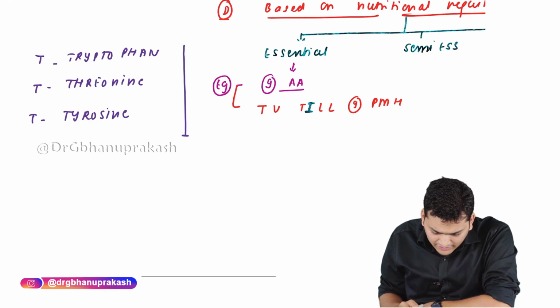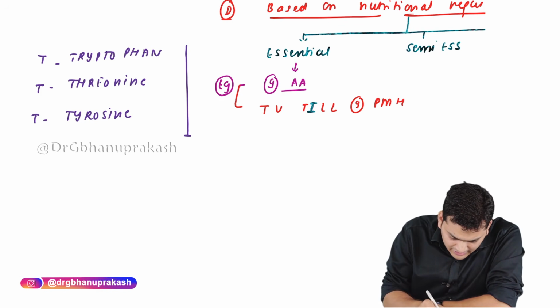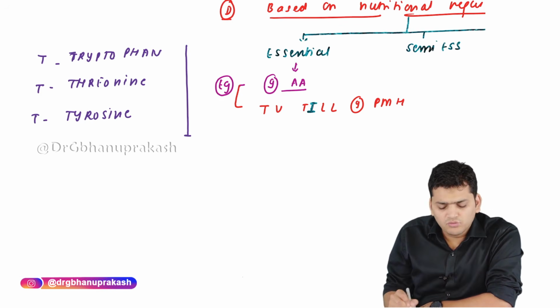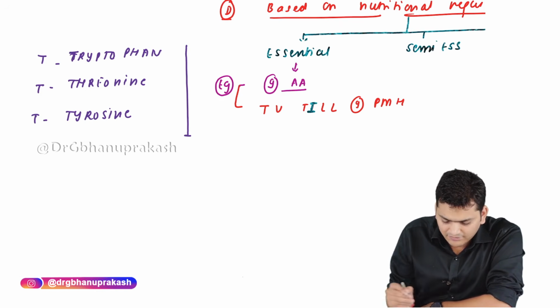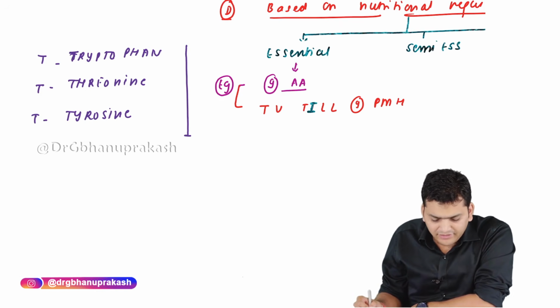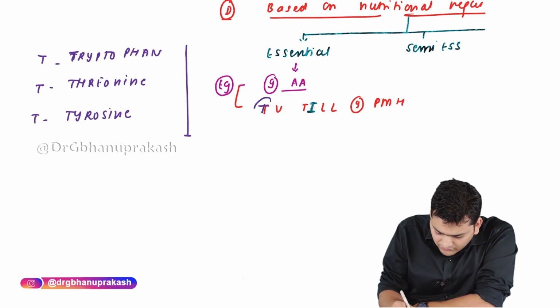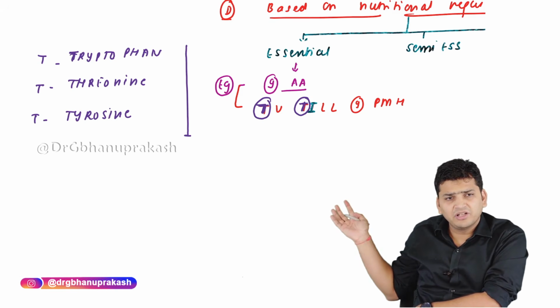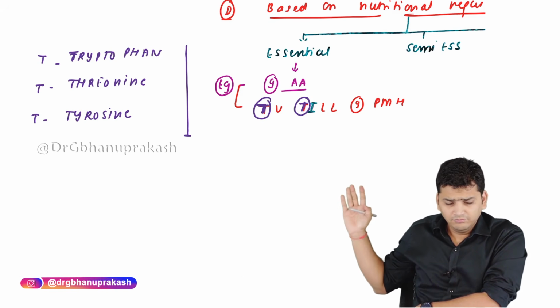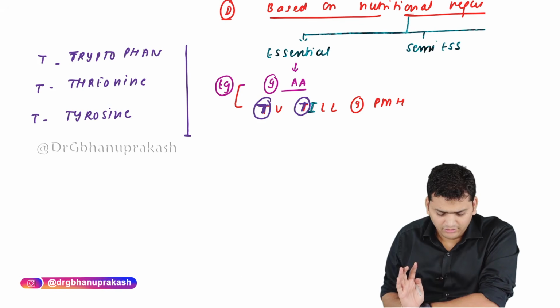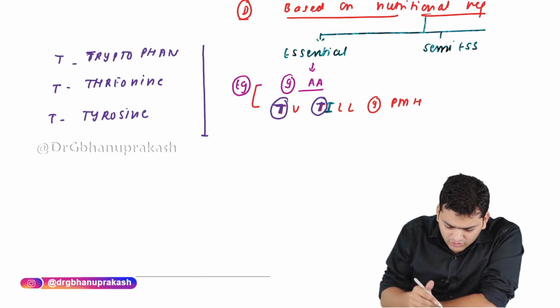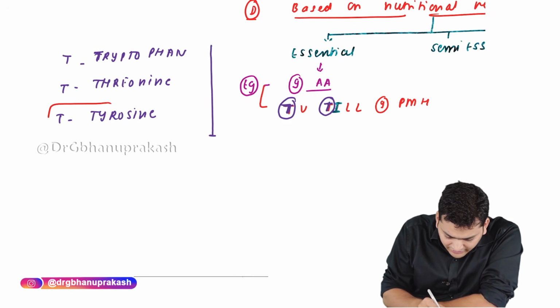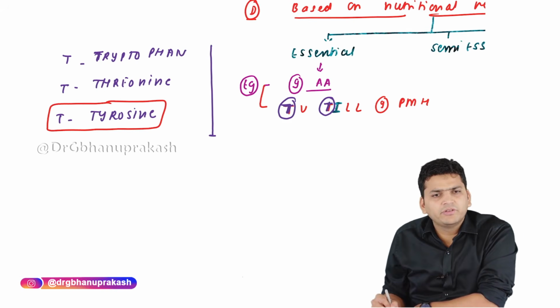Now, if they ask which are the essential amino acids, and these are the options, you will use the mnemonic TV till 9 p.m. H. If you see the mnemonic, how many T's are there? There is 1 T in TV, and one more T in till. So there are 2 T's. But how many amino acids start with the letter T? Tryptophan, threonine and tyrosine. So tyrosine starts with the letter T, but it is non-essential.